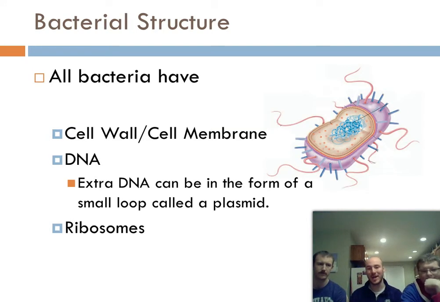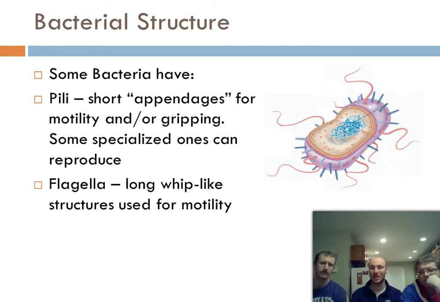But anyway, some things that all bacteria have, and we're talking archaea as well, are a cell wall and a cell membrane. They have DNA, sometimes an extra loop of DNA called a plasmid, and then they all have ribosomes. Those are the three minimal requirements as far as cell components for life. A few other structures you see on there are called pili, and they're short little appendages, those blue little sticks coming off there. They can grip stuff, they can help the bacteria move, and sometimes they can help the bacteria reproduce. And then they can also have flagella, which is the long whip-like thing you see there.